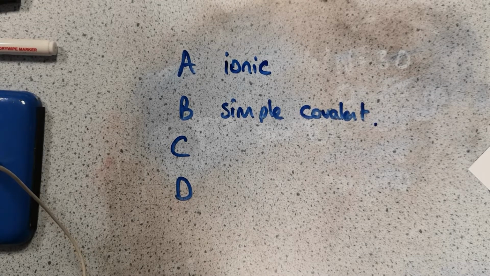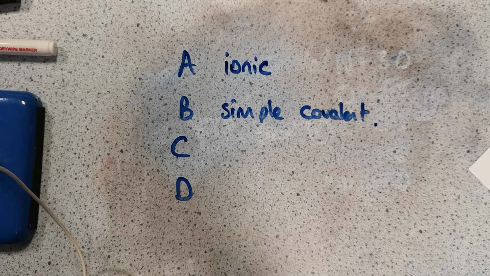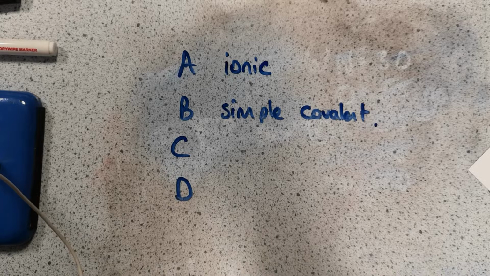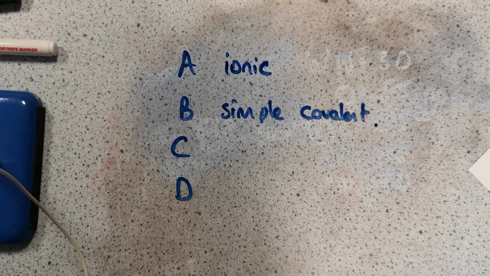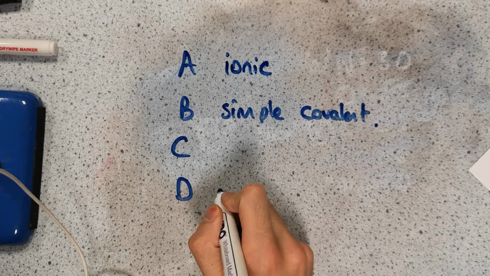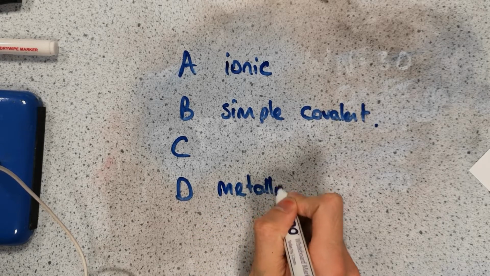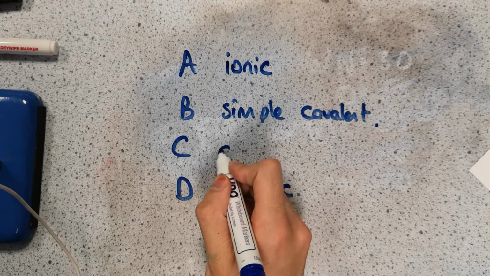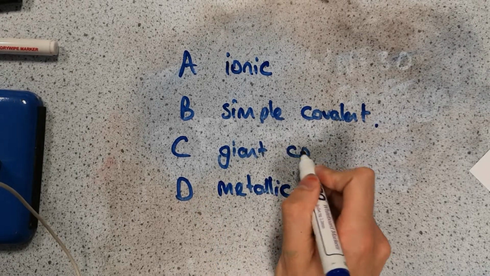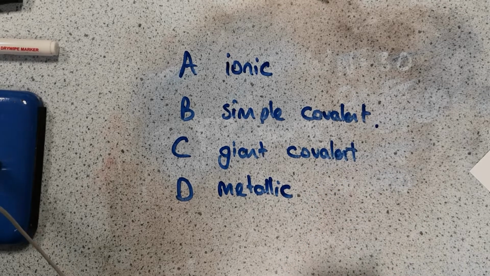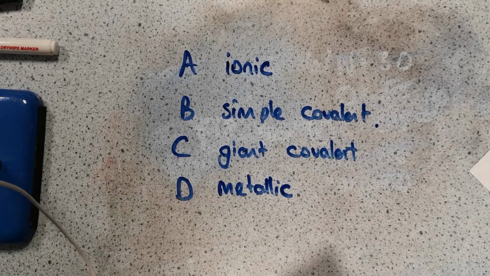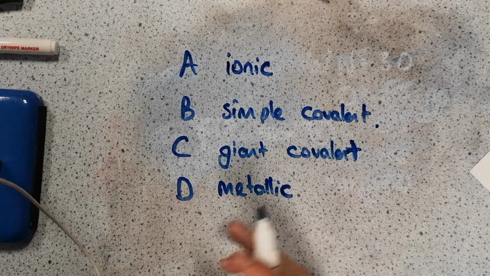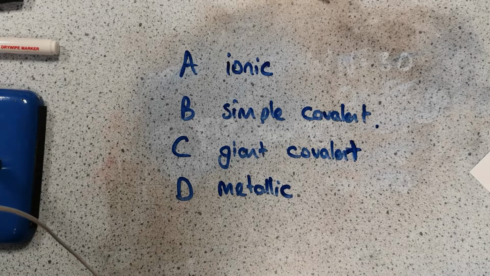So that leaves my C and my D, and that's either giant covalent or metallic. I know metals conduct electricity. So between C and D, D is the only one that conducts electricity. So that's metallic. And C must therefore be our final one, which is giant covalent, because it doesn't conduct electricity. Only one giant covalent compound does conduct electricity, and that's graphite. And so this clearly isn't graphite, but every other giant covalent does not conduct electricity.